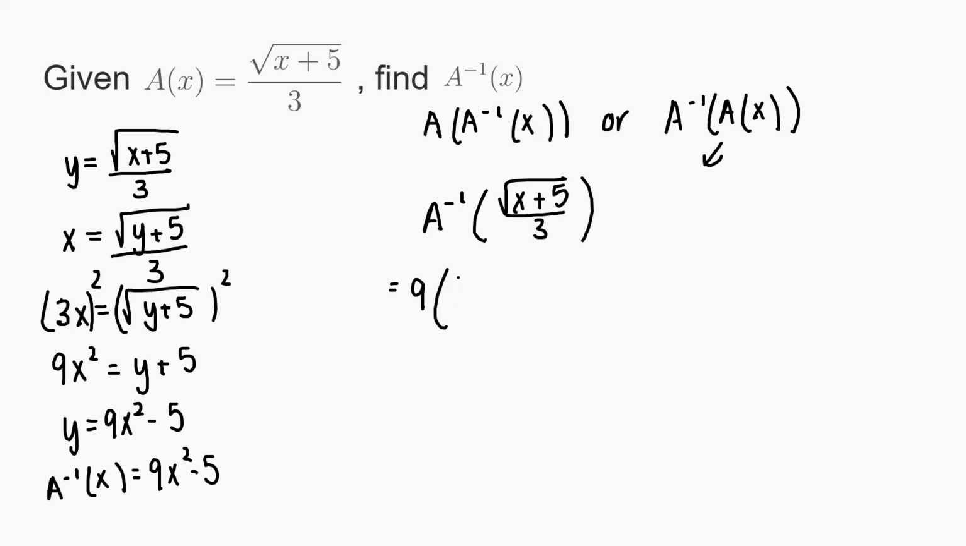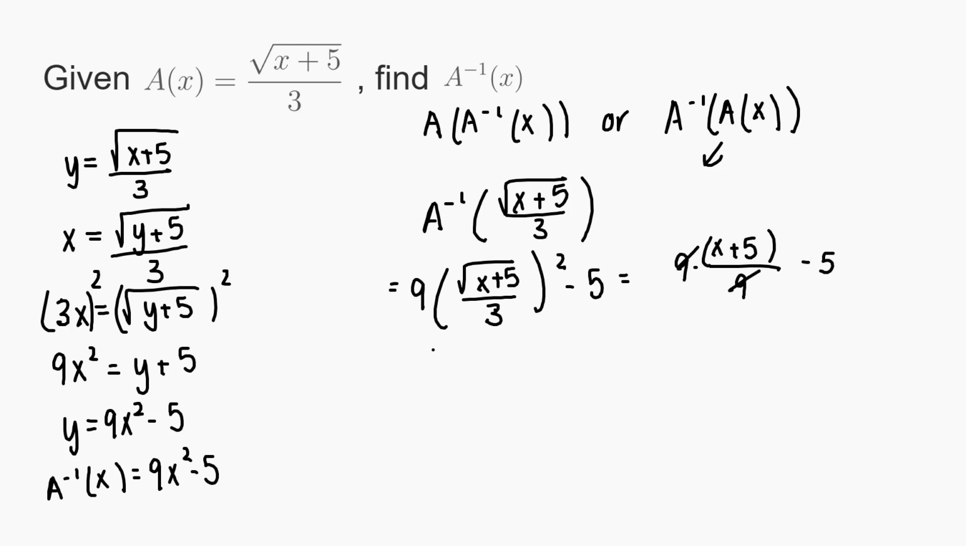9 times the square root of x plus 5, all divided by 3, squared, minus 5, which is equal to 9 times, the top becomes x plus 5. And the bottom becomes 3 squared, which is 9, and minus 5. So these cancel out, giving us x plus 5 minus 5, which equals x. So we know we solved for our inverse correctly.